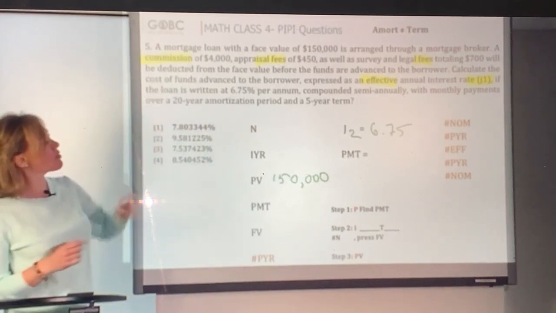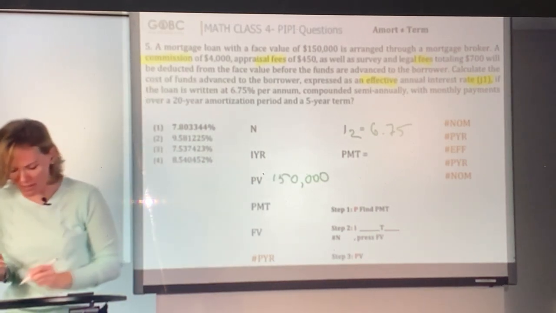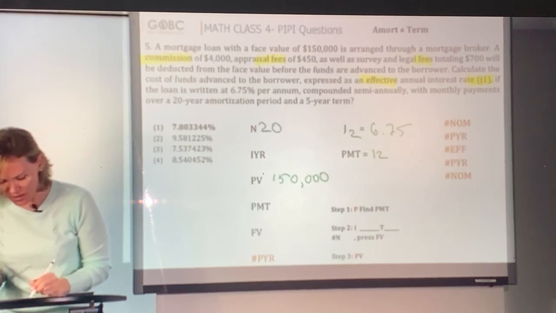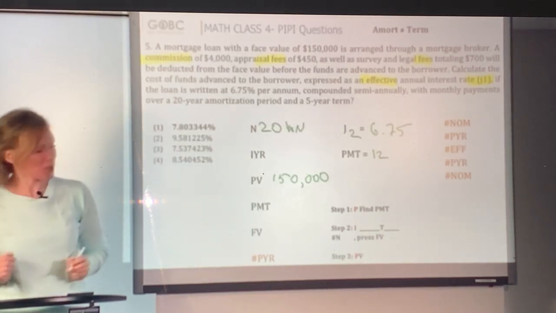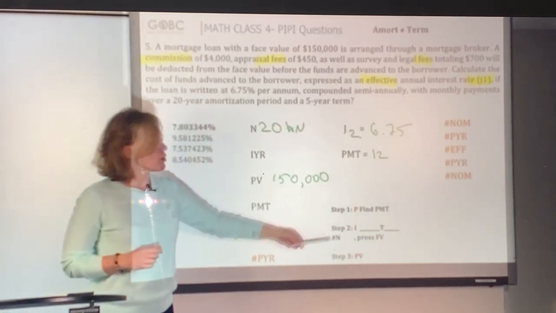Okay, that's the fact, and that's what we're going to do right now. Monthly payments over 20 years. So payments frequency is 12, N is 20 years, shift N, and the term is 5 years. Okay. Term will go into step number 2. Step 1 is always the same.